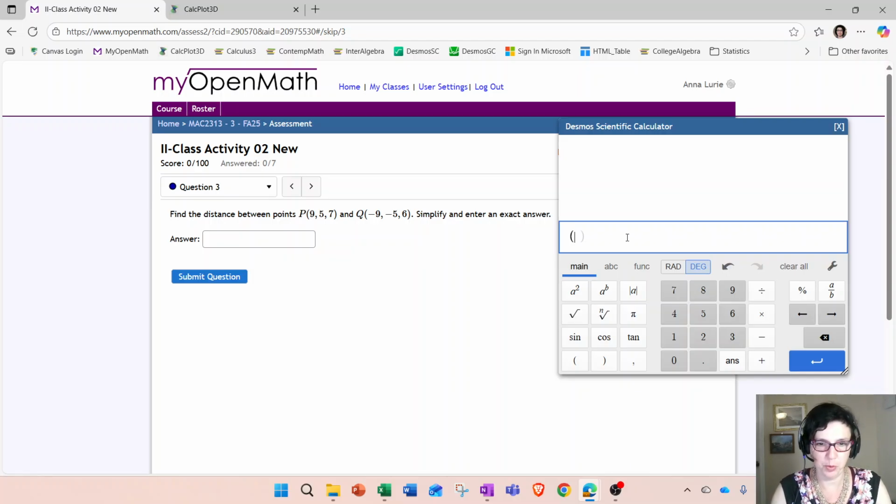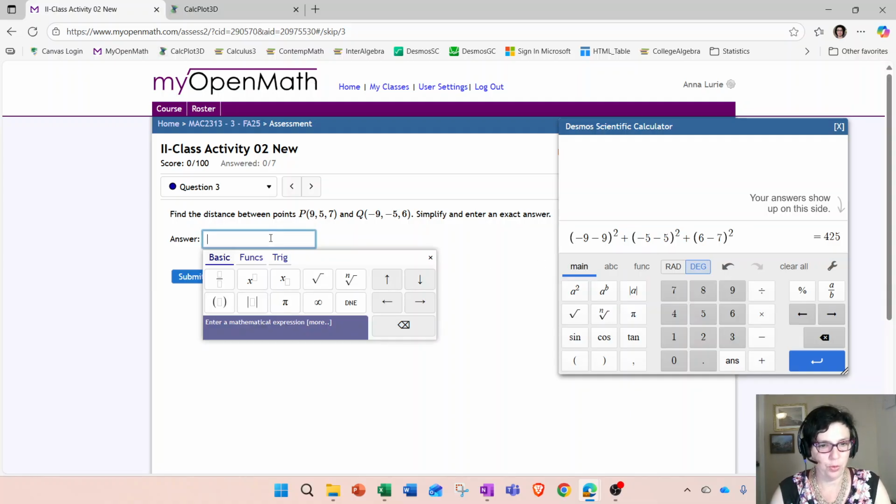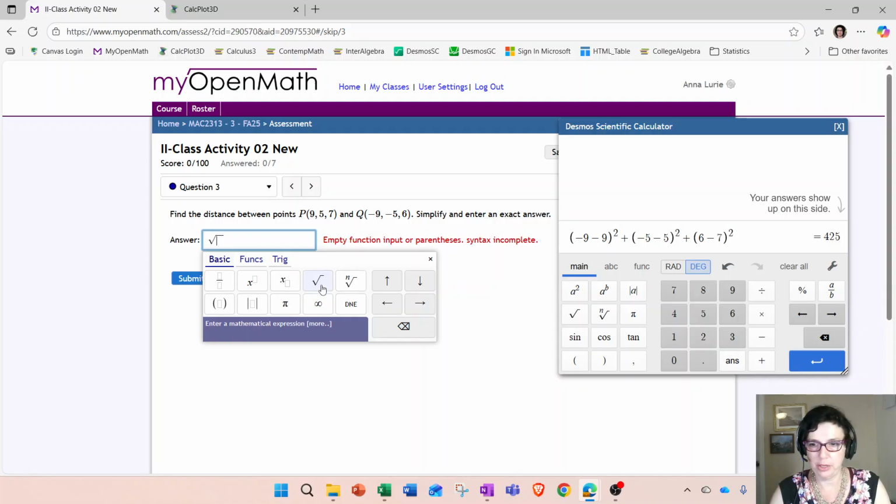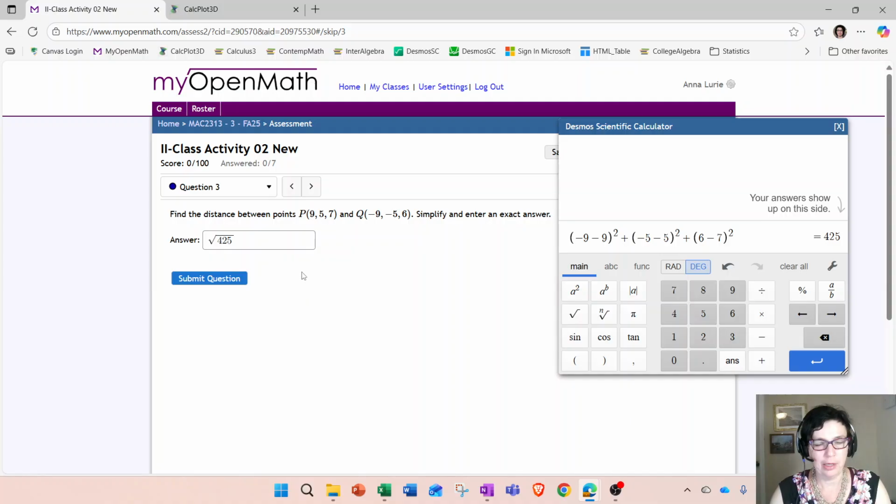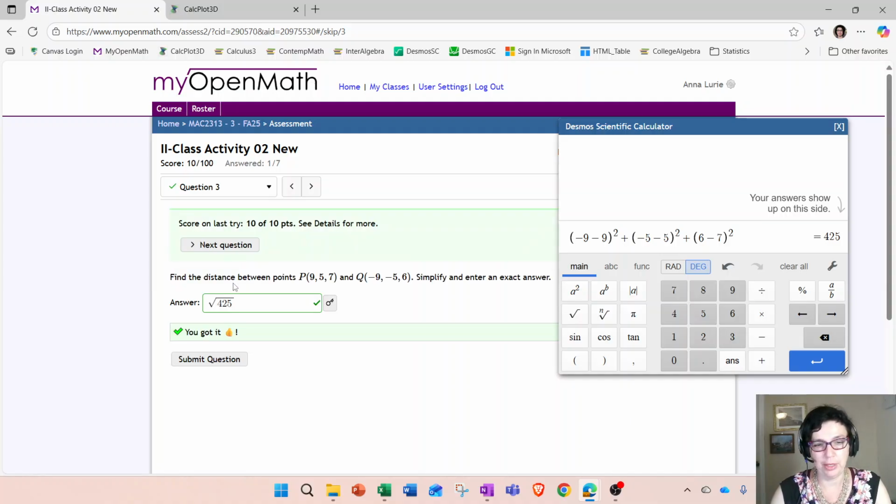So I'm going to open parentheses, take the first x coordinate, subtract the other one, right? And then square that. Plus -5, subtract 5, square that, plus 6 minus 7, square that. And that gives me 425. So all I have to do over here is just put square root, and I can type SQRT and then whatever number, that will be counted as correct.